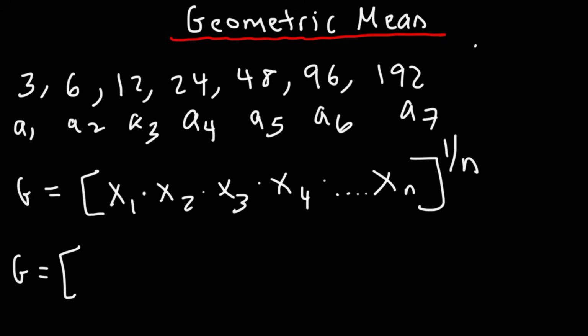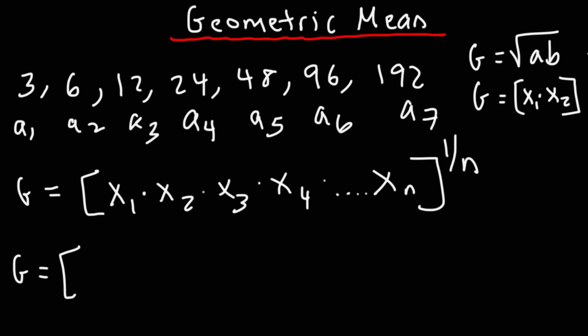By the way, this formula comes from this equation, because if you have just two numbers, the first two data points, this would be x1 times x2, and since we have two numbers, it's going to be 1 over n, or 1 over 2. And when you raise something to the 1/2, it's the same as finding the square root of that thing. So these two formulas are identical, but if you have multiple data points, then this equation becomes extended.